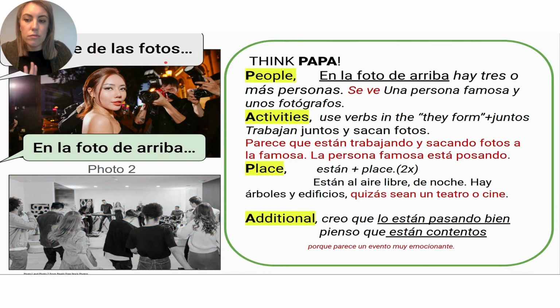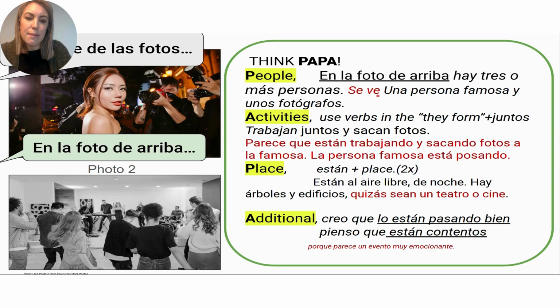Right, so the examiner says, háblame de las fotos. I will read my preparation for foundation, and if I add something in red, those are the bits that are higher. I could say, háblame de las fotos, the examiner says, and I say, en la foto de arriba hay 3 o más personas. I really don't know how many, I can say that. Una persona famosa y unos fotógrafos. It doesn't matter if I don't know how to spell fotógrafo, because it's really similar to English. No one's going to check my notes, okay?